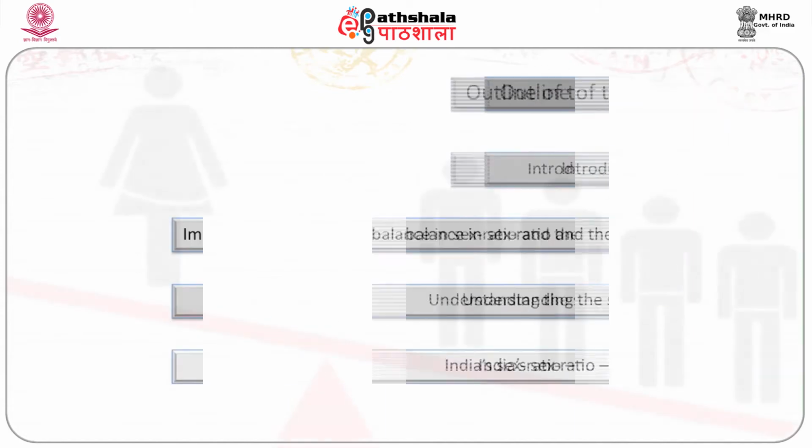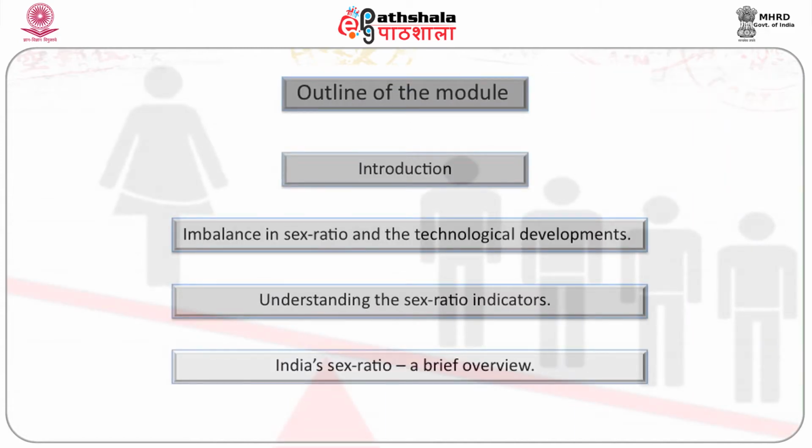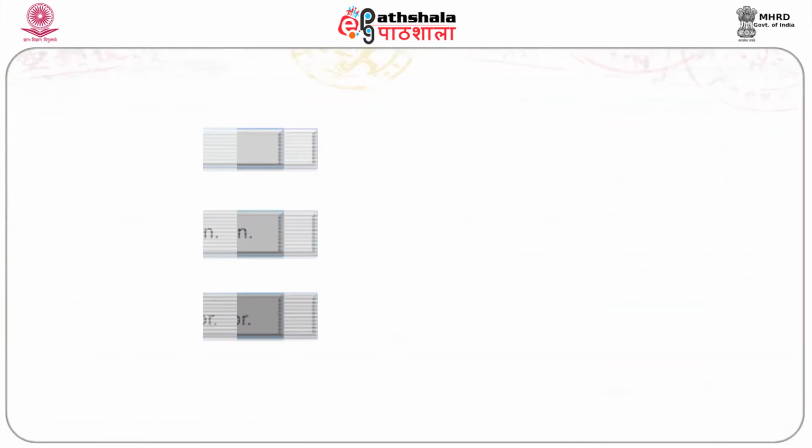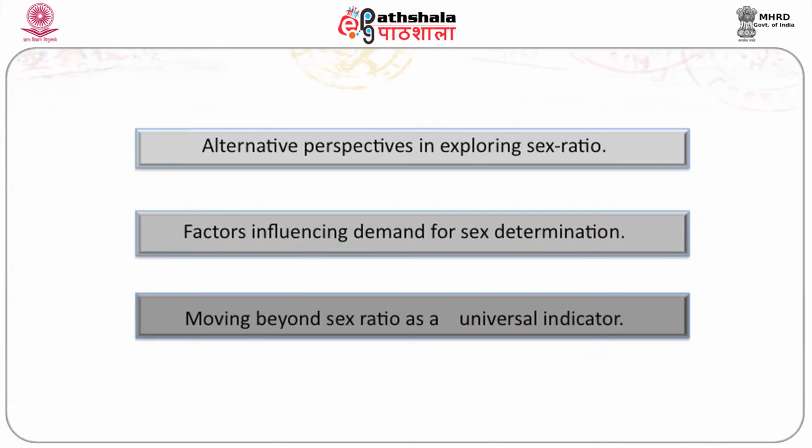The outline of the module is such that it deals with imbalance in sex ratio and the technological developments, understanding the sex ratio indicators. It then gives a brief overview of India's sex ratio, deals again with alternative perspectives in exploring sex ratio, the factors influencing demand for sex determination, and then finally it indicates that we should move beyond sex ratio as a universal indicator.